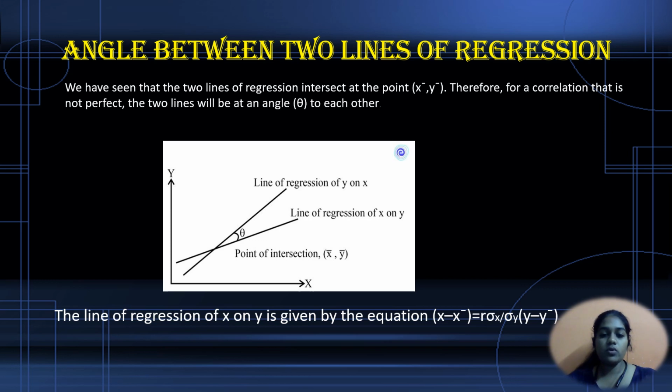We have seen that two lines of regression intersect at the point x bar and y bar. Therefore, the correlation is not perfect. The two lines will be at an angle theta to each other, and this represents theta, where this point represents the point of intersection x bar and y bar. We know that the line of regression of x on y is given by the equation x minus x bar is equal to r sigma x divided by sigma y into y minus y bar.